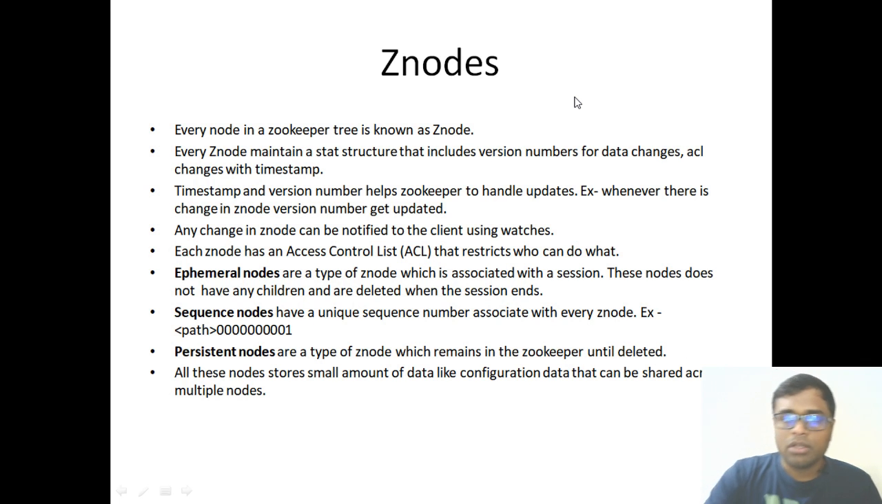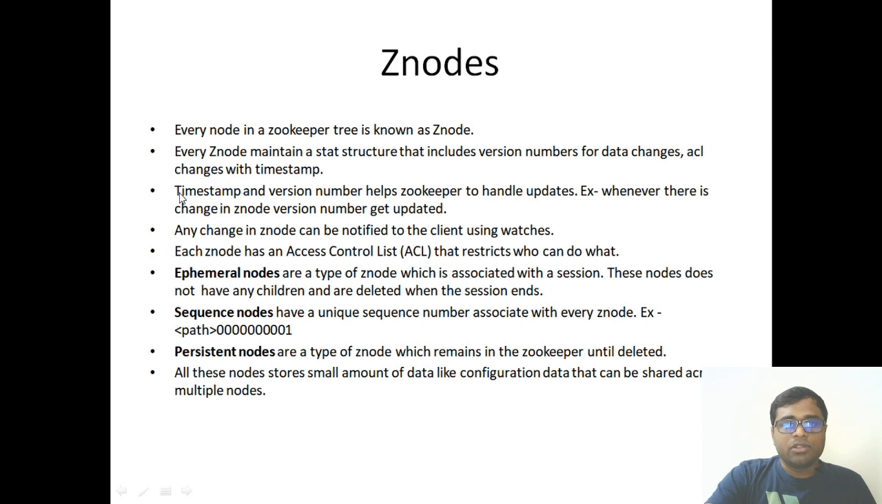Before going to Zookeeper data model or Zookeeper file system, let's talk a little bit about Znodes. So what exactly are Znodes? In a typical Zookeeper tree, which we're going to look into a little later, every single node is basically known as a Znode. Now, every node or Znode maintains a stat structure that includes version number for data changes, ACL changes, with timestamp. We're going to look into all these things in detail in a while.